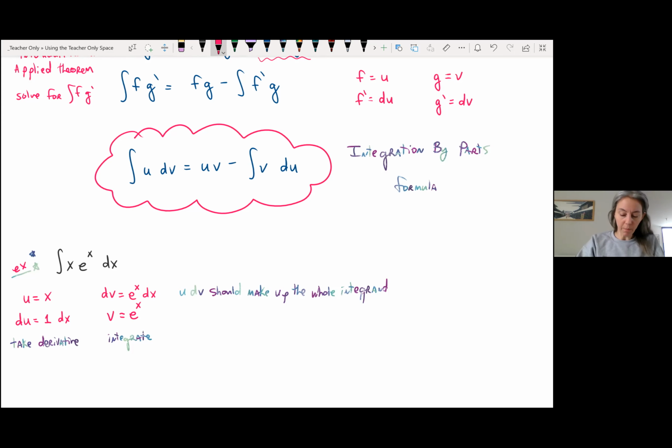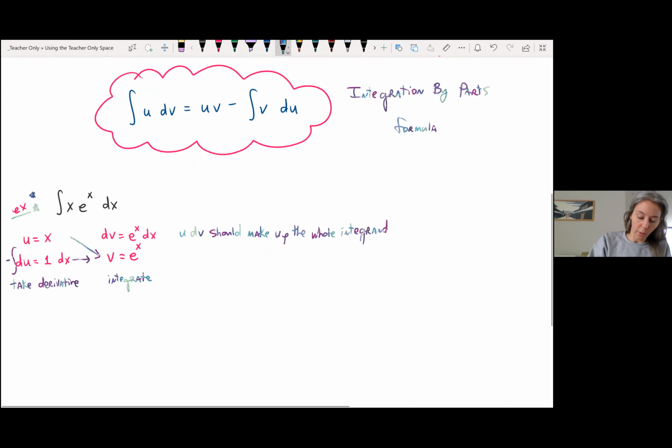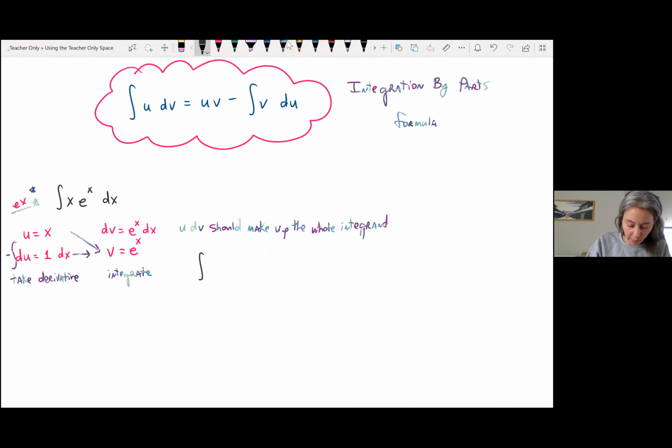So then when we apply our formula, we can see that we are doing u times v. So we have that arrow going down, x times e to the x minus the integral of v times du. So in other words, if we stick this directly into the formula, we get the integral of x e to the x dx is equal to u times v minus the integral of v du, which was 1 dx. And notice we did end up here with a simpler integral.